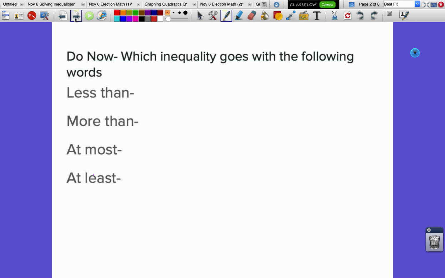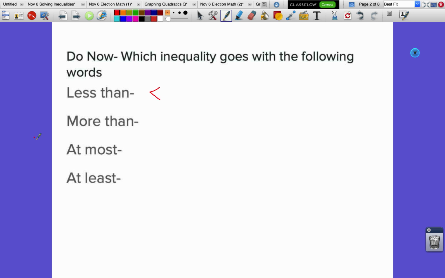Which inequality goes with the following words? I want you to really think about this. If in a just normal sentence I say I want less than something, how can I represent that with an inequality? Well, we do have a symbol that is called the less than symbol, and it looks like this.